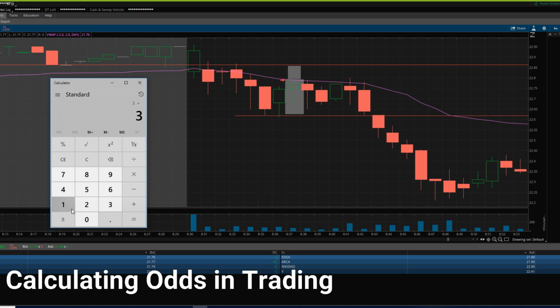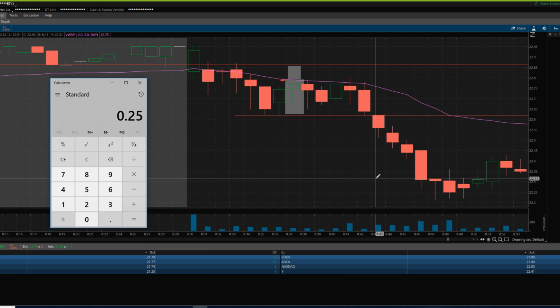So you do 3 plus 1 equals 4, and then you do 1 divided by 4. So we only have to be right 25% of the time for this strategy to be profitable in the long run, with a 3 to 1 reward to risk ratio. If our reward is 3 times larger than our risk, then we really only have to be right 25% of the time in the long run in order for that strategy to be profitable.